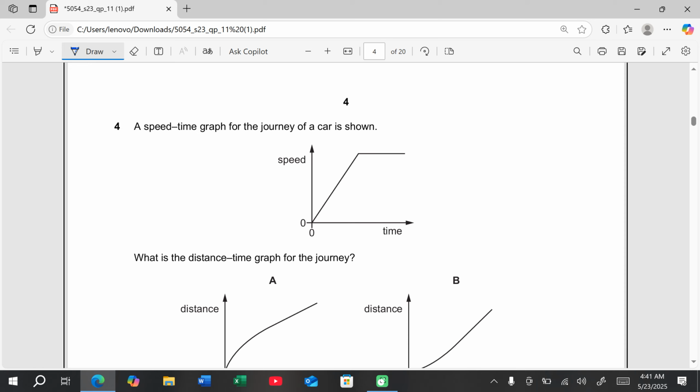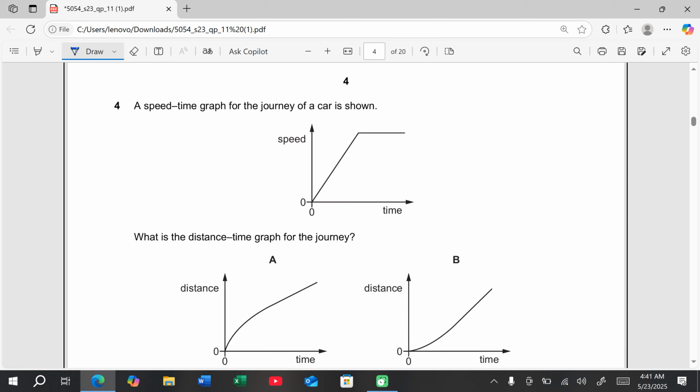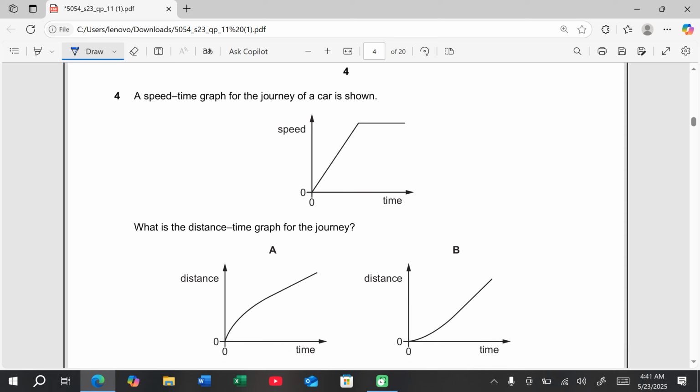So let's move on to the fourth one. A speed time graph of a journey of a car is shown. What is the distance time graph? So first of all, let me get a quick revision of that.